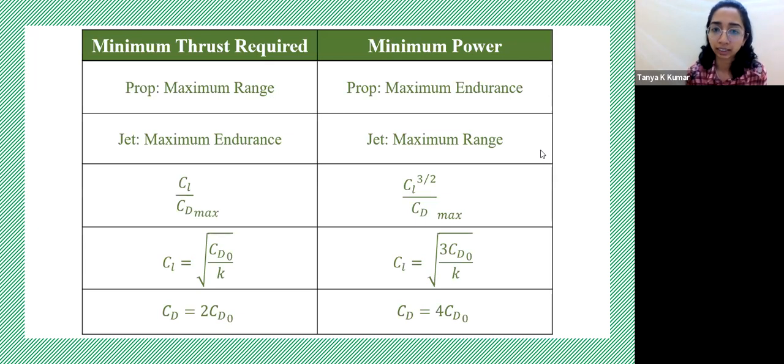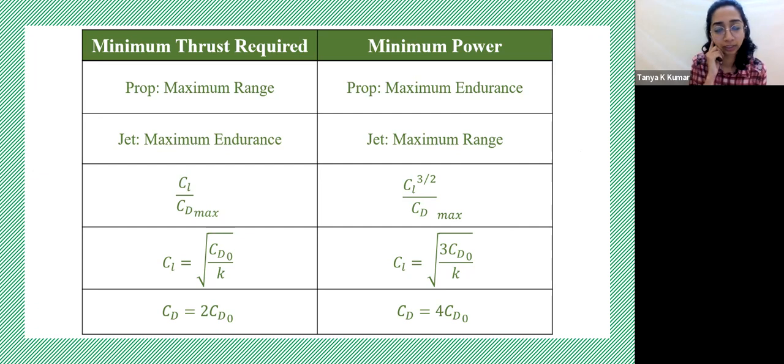Then we had discussed the difference between the minimum thrust required condition and the minimum power condition. There were a couple of questions in the forum, which is why I've introduced one more line here. When they say just maximum range or maximum endurance, by default it refers to the propeller case. This is the first row. But if they specifically mention that it's a jet engine, then it is maximum endurance for the minimum thrust required case and maximum range for the minimum power required case. Okay, so it's the opposite.